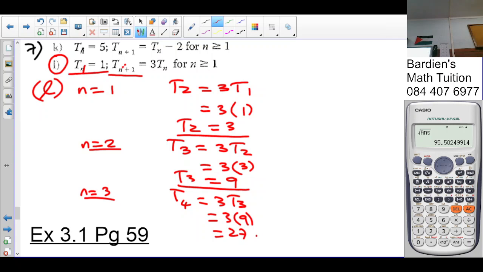So there, T1 is 1. T2, 3. T3 is 9. T4 is 27. Alright, you guys understand? Any confusion there? No? Patterns with a linear general term. That's your next heading. Patterns with a linear general term.